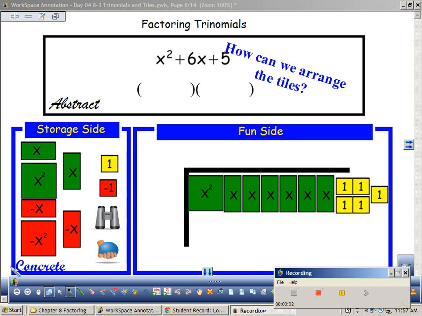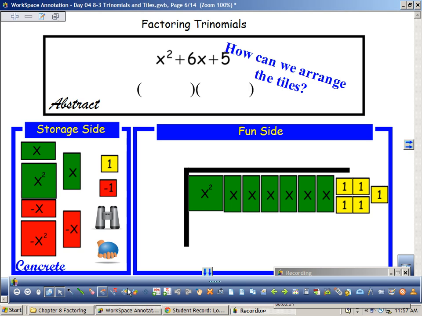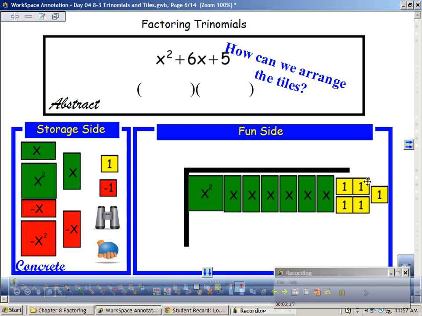All right, let's take a look at this. It says, how can we arrange these tiles? Okay, so can we all agree that we have an x squared inside of the box? We also have 6 x's that I've lined up, and 5 1s, totaling 5.